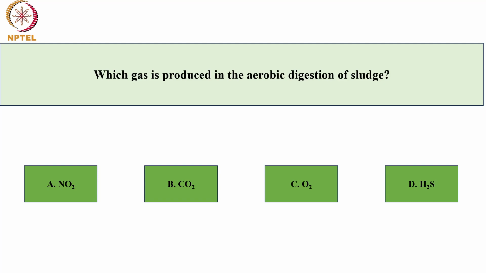So the answer will be CO2. Because NO2 cannot be produced, CO2 will be produced. O2 is consumed, it's not produced. Hydrogen sulfide will not be produced in case of aerobic digestion.